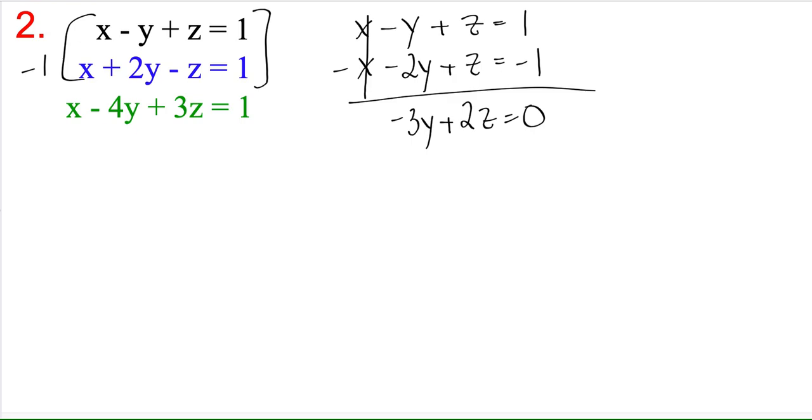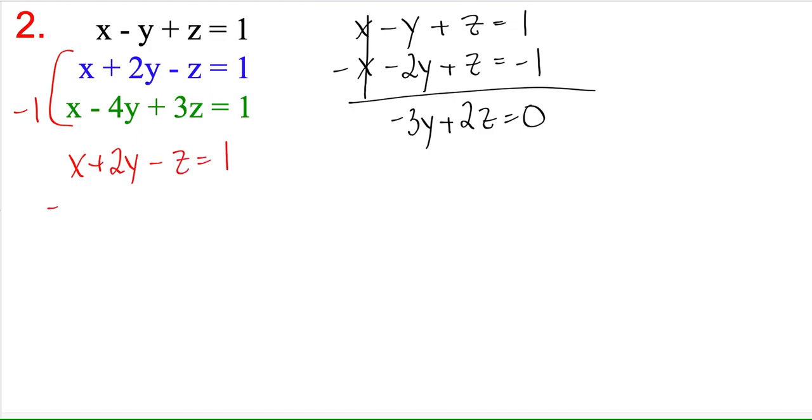And now let's do the bottom two. If you did the top and the bottom, that's fine. I'm just going to do the top two and bottom two, to keep it consistent here. And we'll take that bottom one again times the -1. So we have x plus 2y minus z equals 1. And then our bottom one, -x plus 4y minus 3z equals -1.